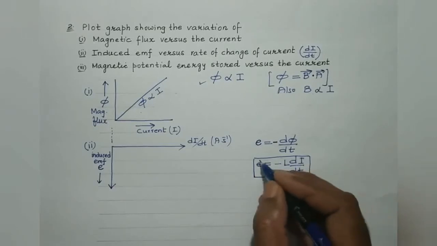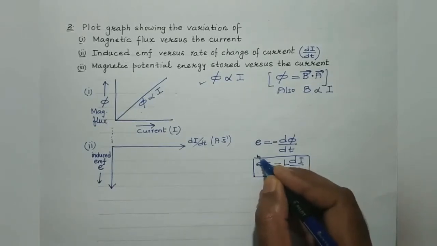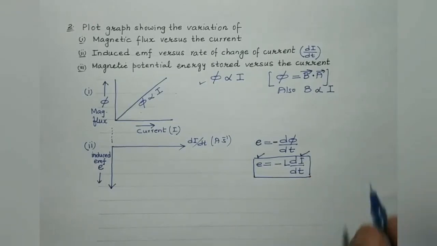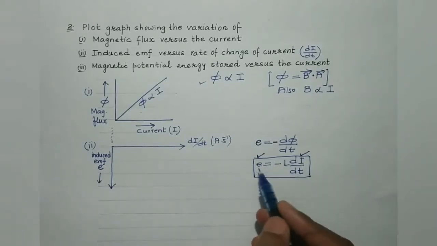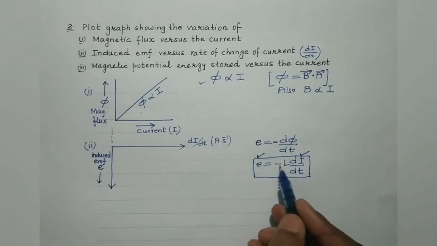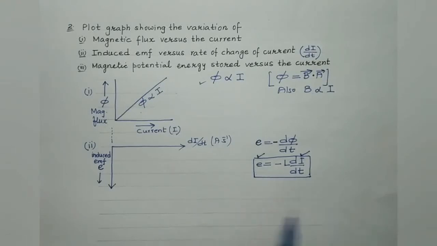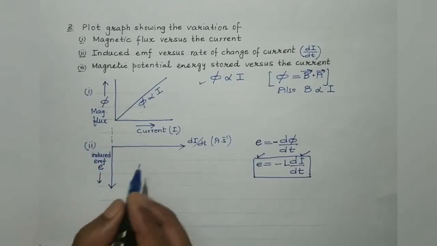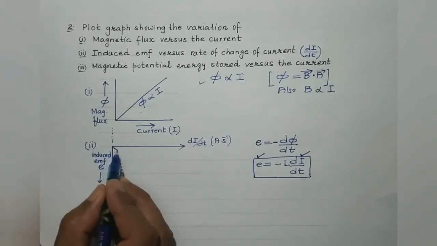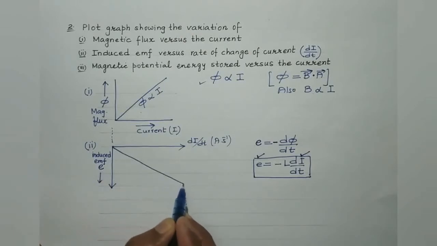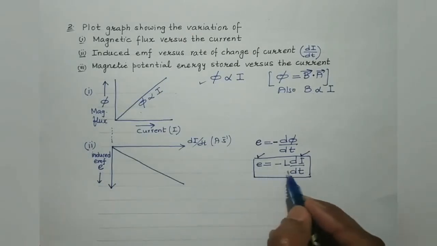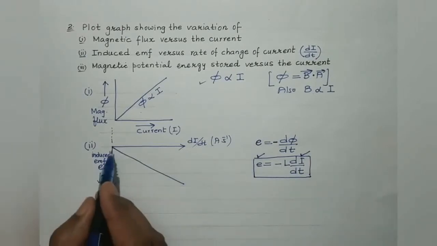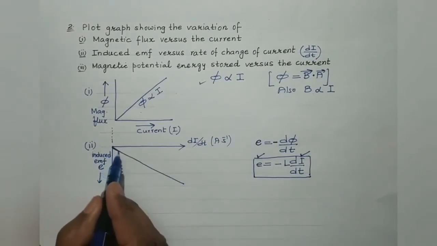So L being constant, and we are supposed to plot a graph between induced EMF and the rate of change of current. So again, both are linearly dependent, but due to this negative sign, we need to plot the graph in this quadrant, isn't it? In the fourth quadrant. So it should be like this. So E is directly proportional to di by dt, but due to this negative sign, the graph is to be plotted in this quadrant. So it will be a straight line.